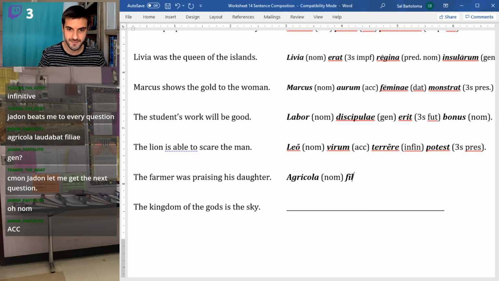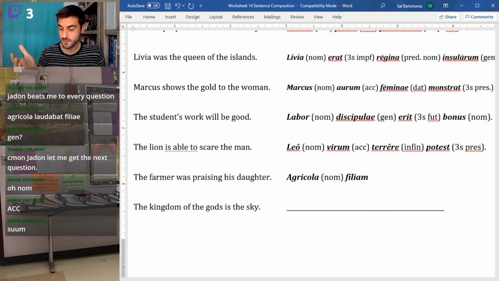So, filiam. To say that it's his daughter, we have two options. Number one, we say nothing and we just assume. The other option is what you just put, suam. So your options are to leave it blank and just say daughter, and we just assume he's praising his own daughter, not someone else's daughter. Or if you want to be absolutely specific that he's praising his own daughter, use the adjective suam.